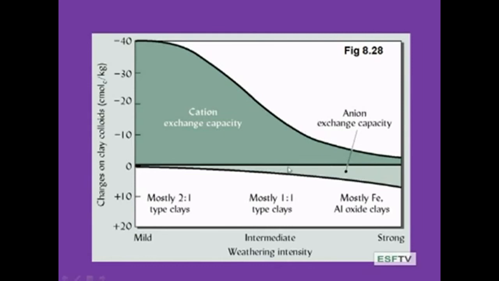And in fact, we get into anion exchange because we get into the removal of silicates, the iron aluminum oxides and hydroxides, the very highly weathered clays. So this is a highly weathered system. This is a mildly, slightly weathered system. And the relative cation exchange capacity goes down with weathering, and the anion capacity goes up, because in these intense systems you have very high acidity.